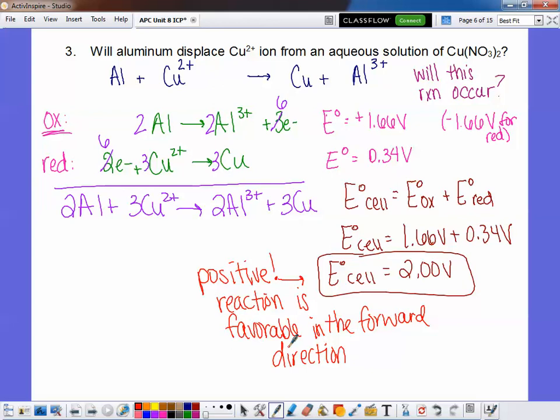If this answer was negative, that means that the reaction would not occur as written, and actually the reverse reaction would occur. Okay?